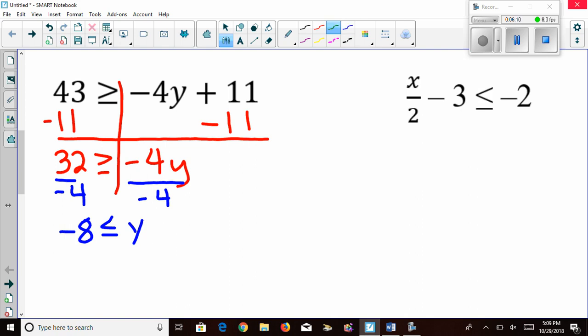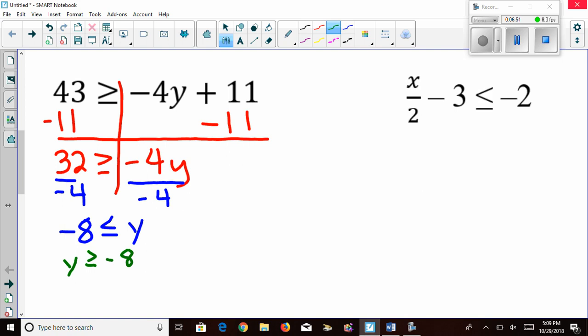Before I can say I'm done, I do need to flip this around so that y is on the left. What I've talked to my students about is we went ahead and we flipped the symbol. Now I need to go back and flip the entire thing. When I flip the entire thing, the y is now on the left. Notice how the symbol is opening up towards the y and saying that negative 8 is less than. That means y is greater than or equal to negative 8. The whole thing is flipped around.